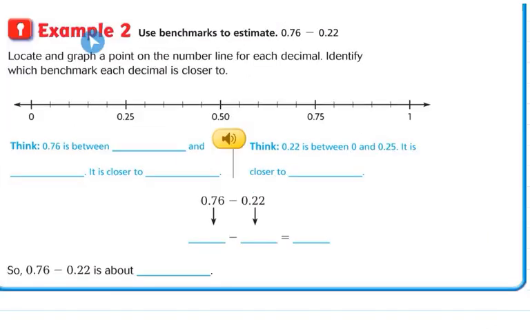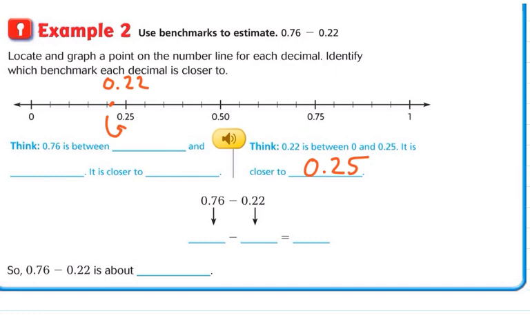Now, boys and girls, example 2 says use benchmarks to estimate 76 hundredths minus 22 hundredths. So what we're going to do is locate and graph a point on the number line for each decimal. Identify which benchmark each decimal is closer to. So we're going to go on to the second example. We're using subtraction. So for 22 hundredths, boys and girls, I would say, is a little bit off of the 20 hundredths marker. So 22 hundredths is right about there. So think 22 hundredths is probably visually, if we look closer, it's really closer to 25 hundredths here.